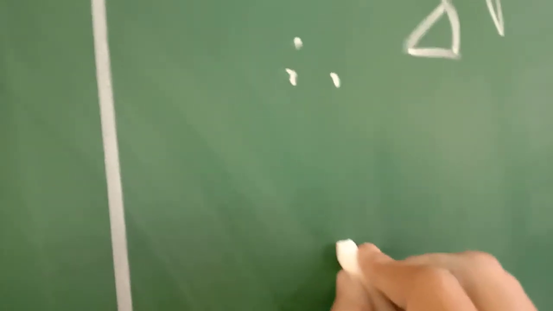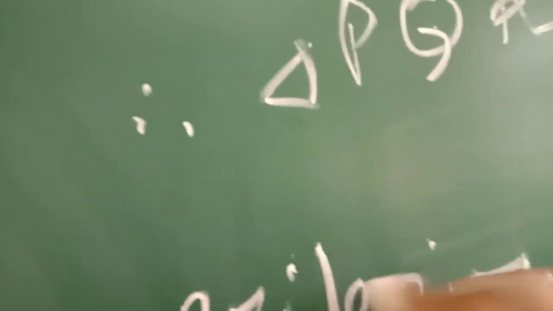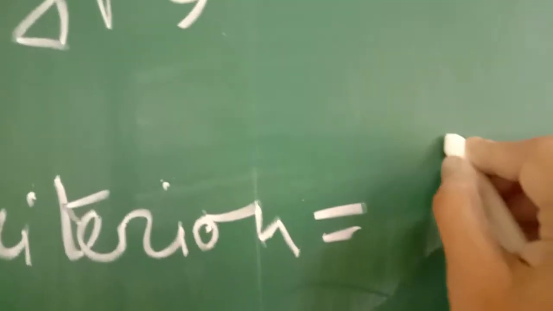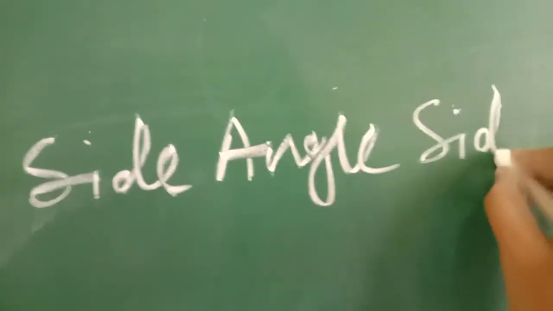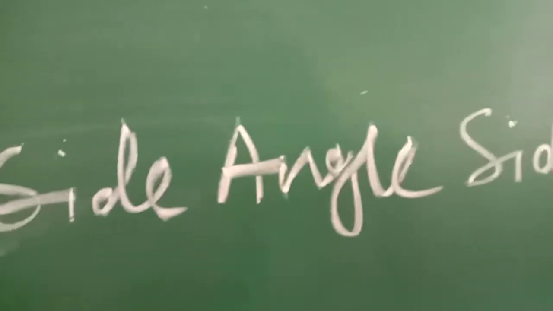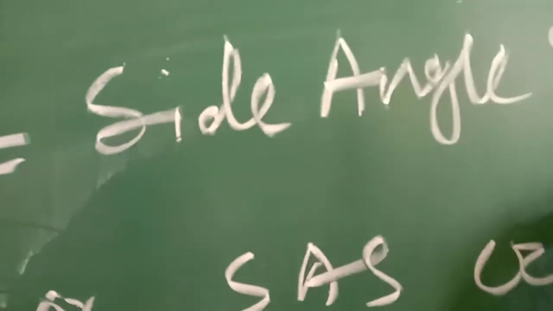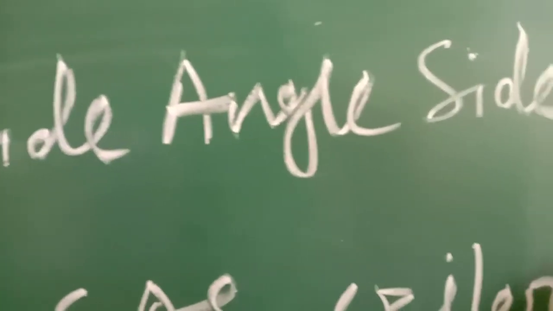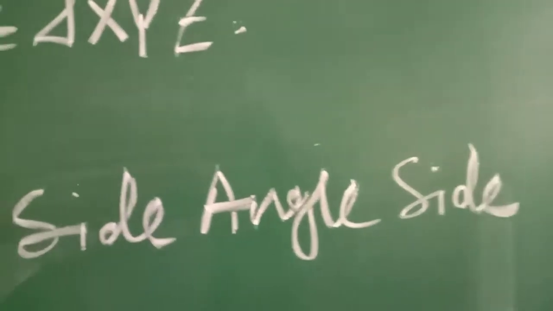So the criterion is side, angle, side. Understood? This is the answer of this question. Or you can write side, angle, side criterion also. Understood? Side, angle, side criterion. Both are correct. Next question.